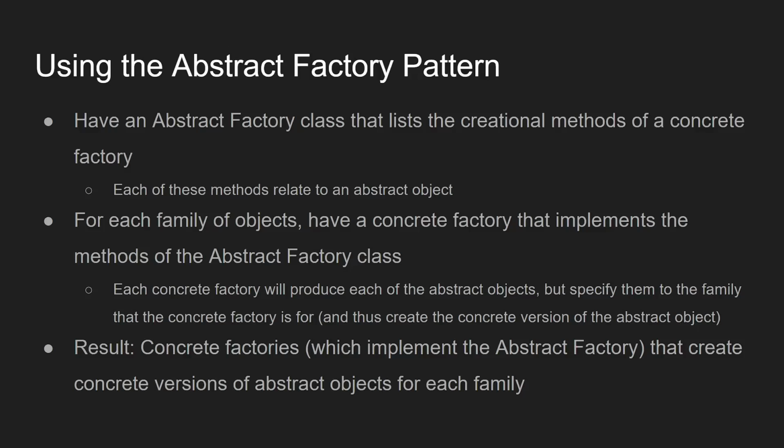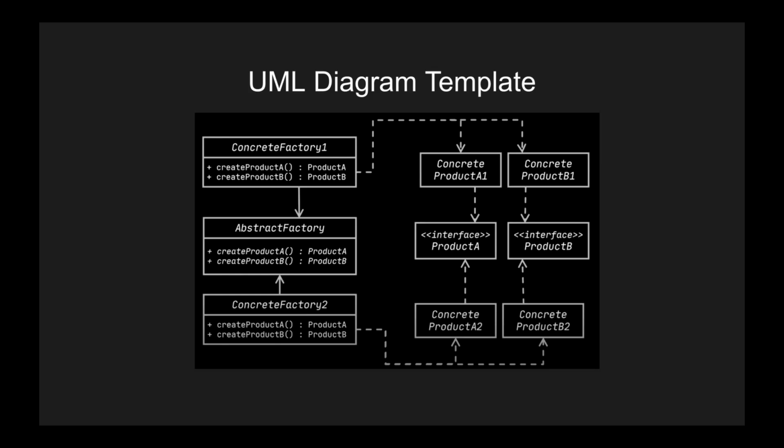Then for each family of objects, have a concrete factory that implements the methods of the abstract factory class. Each concrete factory will produce each of the abstract objects, and specify them to the family that the abstract object is for, thus creating the concrete version of that abstract object. The result is concrete factories, which implement the abstract factory, that create concrete versions of the abstract objects for each family. Now we will talk about the UML diagram template.